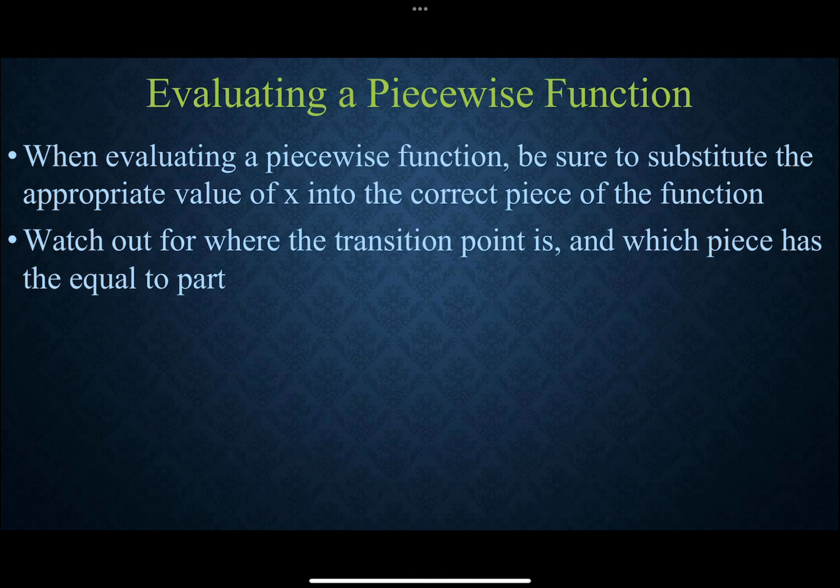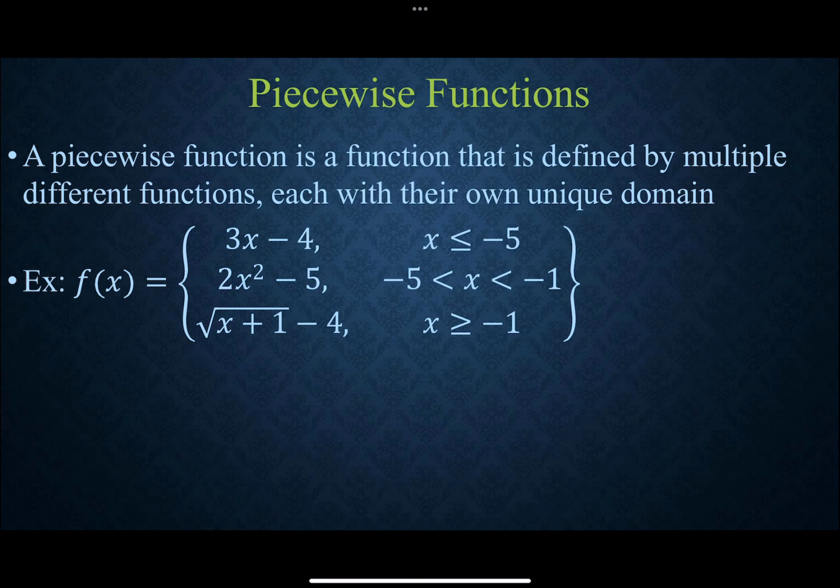And that's the idea. So we want to evaluate it subject to the correct portion. Pay attention to where it would fit for those inequalities. Watch out for that pointed transition. If I go back a second, that's at negative 5 and negative 1 where we go from linear to quadratic or quadratic to square root. So pay attention to where the equal to is. That tells you which one they plug into, because you can't plug into them both.